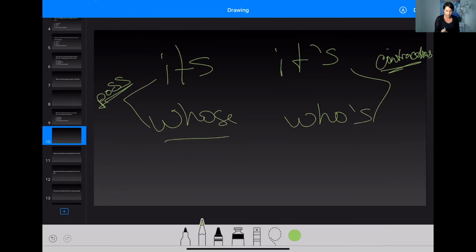Okay. Now whose is also possession, but you're asking a question. Whose book is this? Whose car is this? Whose homework is this without a name on it? That is possession, because you're asking who does this belong to, basically. Who's, apostrophe s, is who is. Who's going to the dance today? Who's picking up Sam from school? Who is? So be careful with those. Those are tested as well.